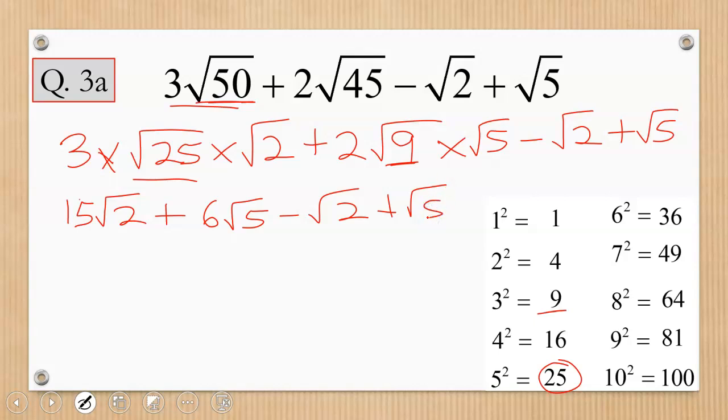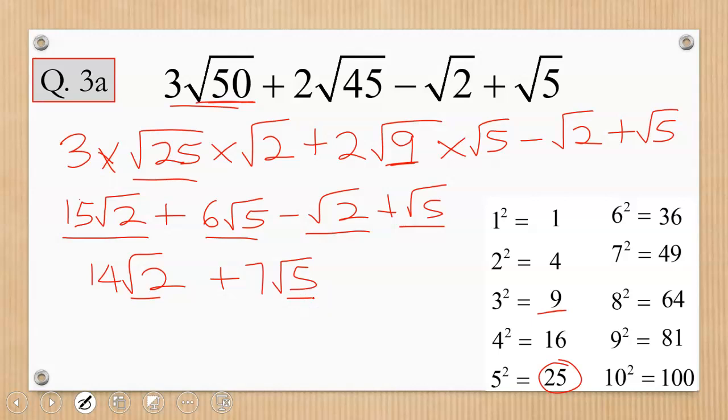Now we can add and subtract like terms, or let's say terms with the same radicand. And so I can do 15 root 2 minus root 2, and that is going to give me 14 root 2. Now 6 root 5 plus root of 5 will be 7 root 5. And this will be the answer because we can't add and subtract when the roots are not the same.